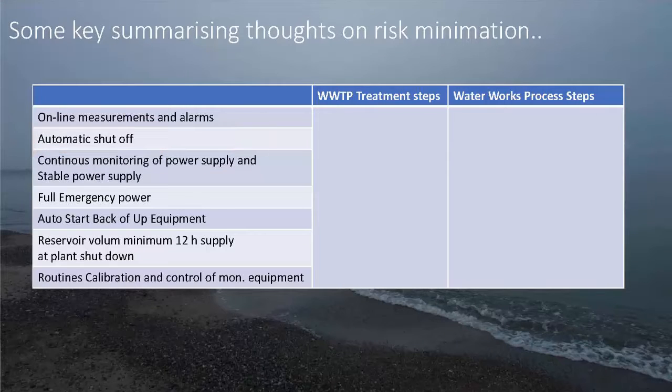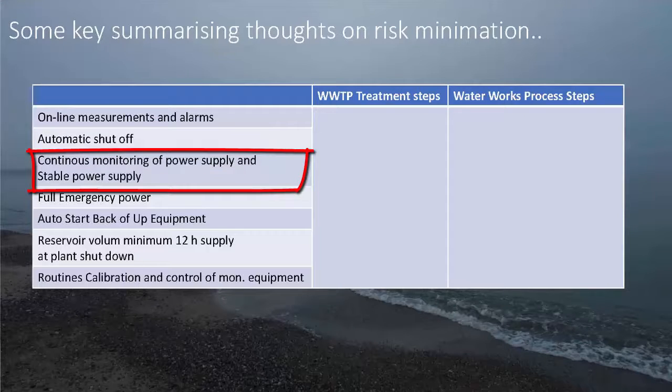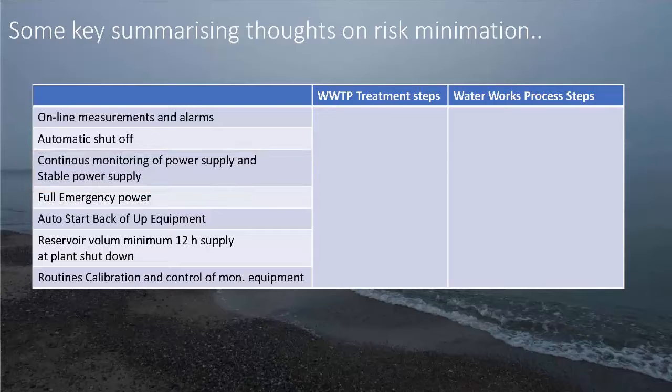Then, continuous monitoring of power supply and stable power supply. This is of course very dependent on where you are on the grid, the electrical grid. Are you far out? Are there risks for power breakage? Are there risks for lightning? And so forth and so on. This you need to check for in the wastewater treatment plant and the waterworks. It affects both of them in the same way.